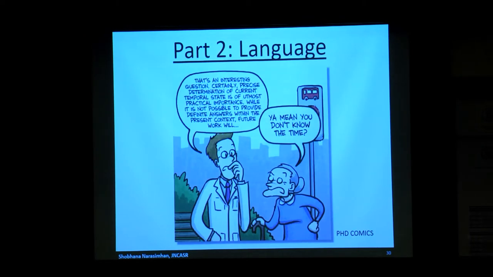And now for language, this is again from PhD Comics. This guy is saying, that's an interesting question, certainly precise determination of current temporal status of utmost practical importance. While it is not possible to provide definite answers within the present context, future work will. And she says, you mean you don't know the time. So he said all that instead of just saying, I don't know what the time is. And this is obviously something we have to work on in language.